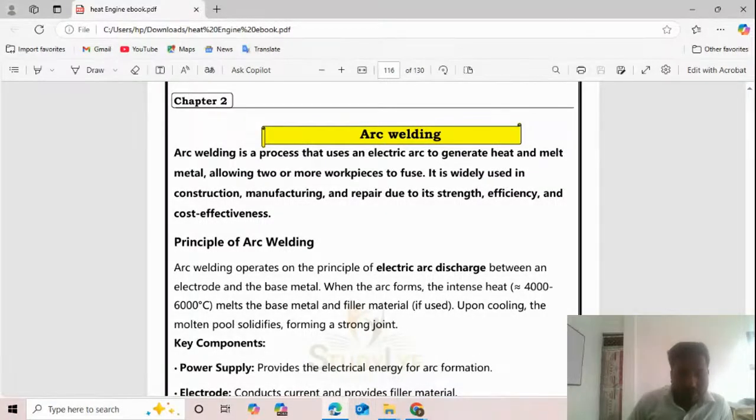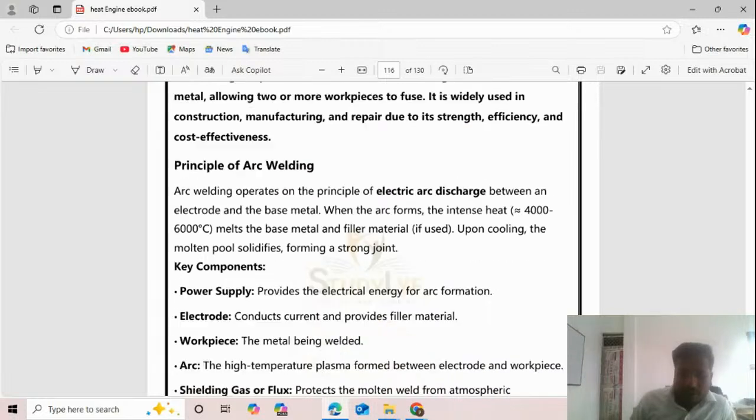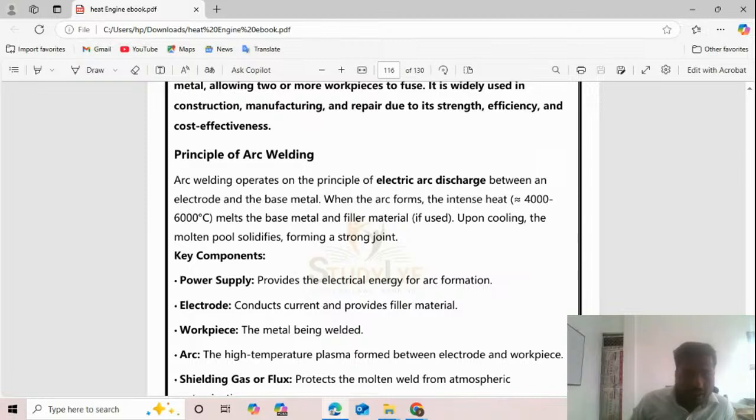Principle of arc welding. Arc welding operates on the principle of electric arc discharge between the electrode and the base metal. When the arc forms, the temperature reaches 4000 to 6000 degrees and melts the base metal and the electrode material. Upon cooling, the molten pool solidifies, forming a strong joint. Basically, in arc welding an arc is created between the metal and the electrode, so one of them will melt along with the base metal, and the melting process will be done.